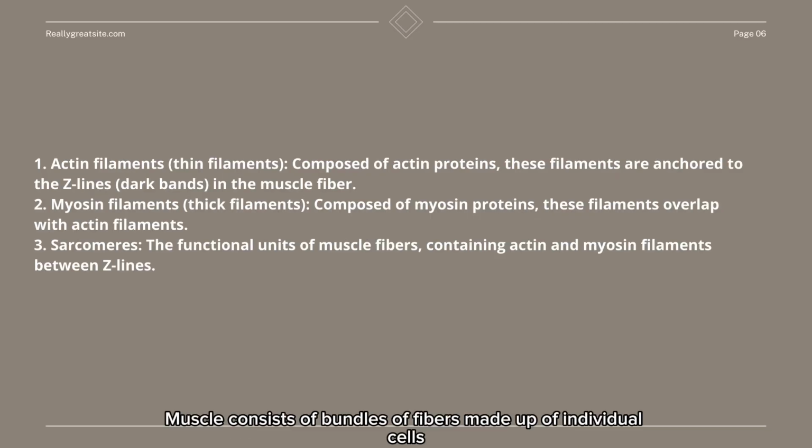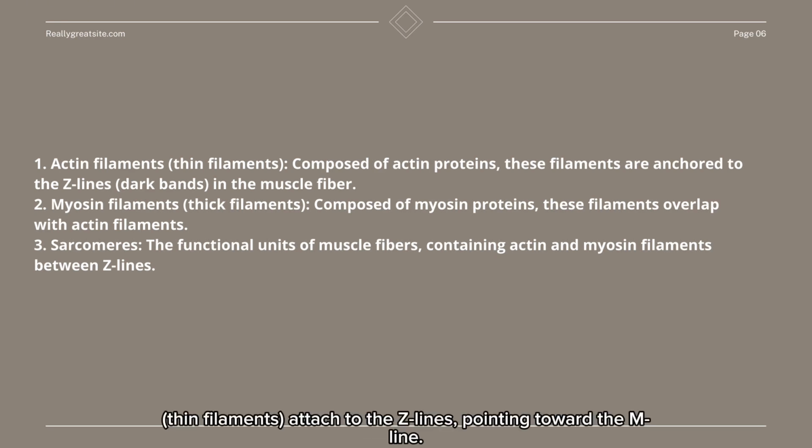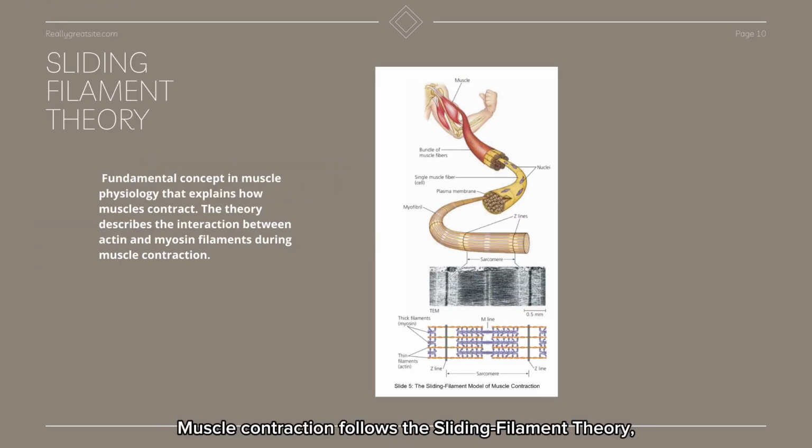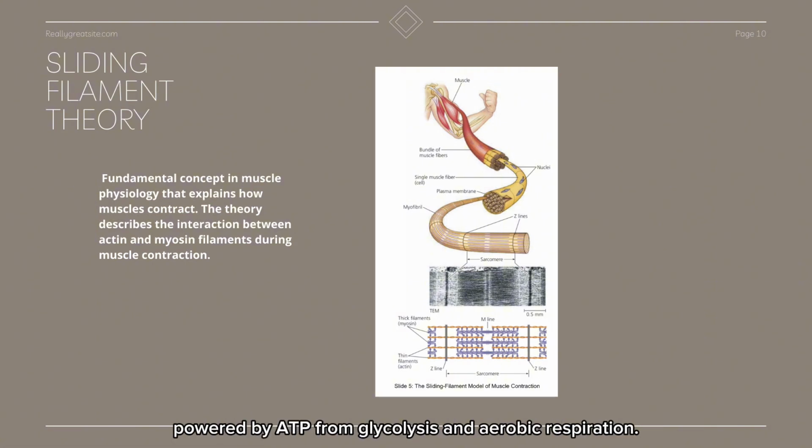Muscle consists of bundles of fibers made up of individual cells, myofibrils. Myosin, or thick filaments, are aligned at the M line, while actin, thin filaments, are attached to the Z lines, pointing toward the M line. Muscle contraction follows the sliding filament theory, where thin and thick filaments slide past each other. Myosin binds to actin, forming cross bridges and pulling thin filaments toward the sarcomere center. This process requires repeated binding and release, powered by ATP from glycolysis and aerobic respiration.